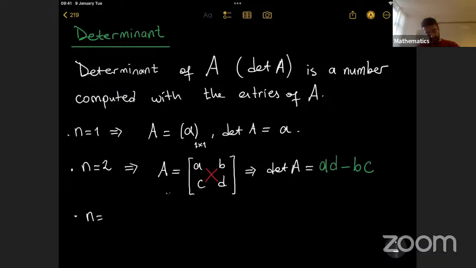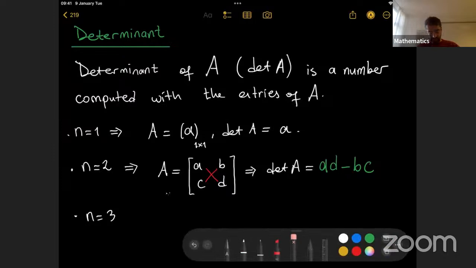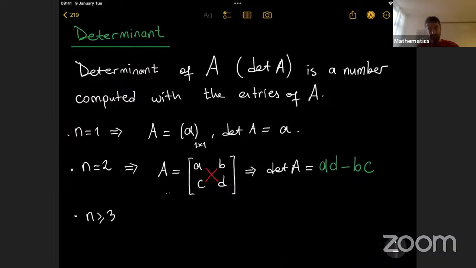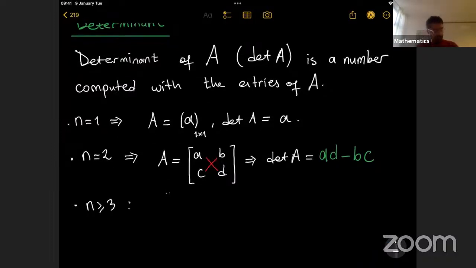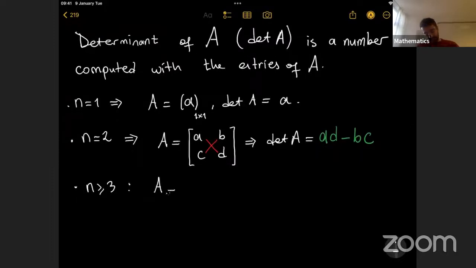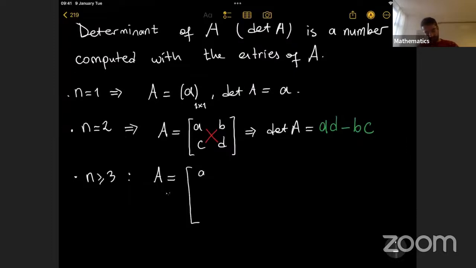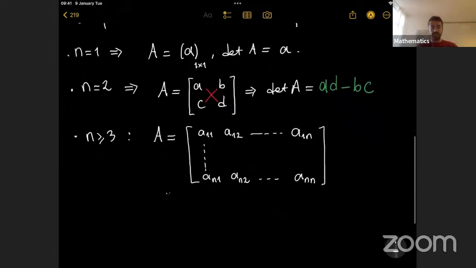Now it becomes complicated when the dimension is greater than 2, but still we can do something. When n is bigger than or equal to 3, how do you define the determinant? Let's say A is given by the following matrix: a11, a12, up to a1n, and down to an1, an2, ann. So this is my original matrix.